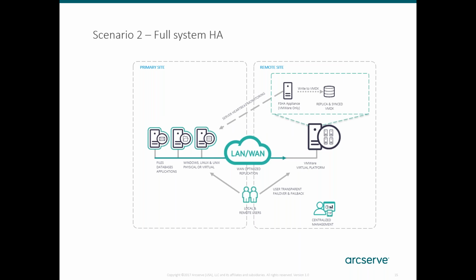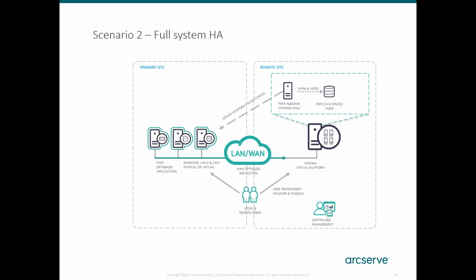Now the second scenario is Full System HA, and it's a little bit different. In this scenario, I'm replicating to a VMware environment. The target for Full System HA is always a virtual environment, and that can be VMware, Citrix, or Hyper-V.